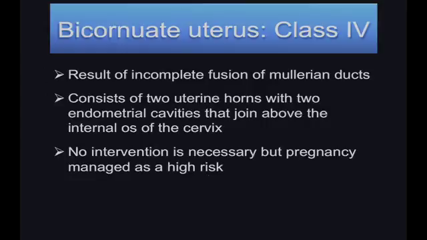So a bicornuate uterus is a Class IV, which is the result of incomplete fusion of Müllerian ducts. It consists of two uterine horns with two endometrial cavities that join above the internal os of the cervix, like I already mentioned. No intervention is necessary, but this pregnancy would be managed as high risk. And we would also know that a complication such as a vaginal septum that we would see with a uterus didelphys would not be anticipated.